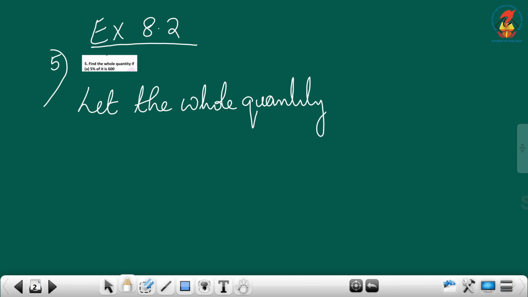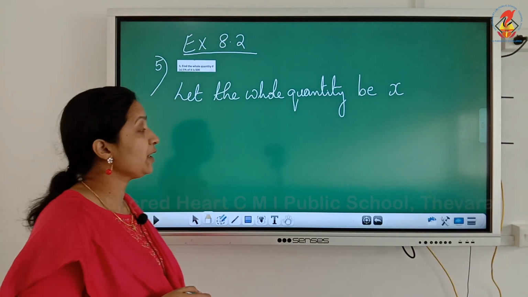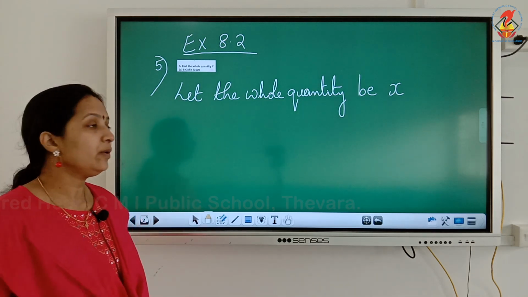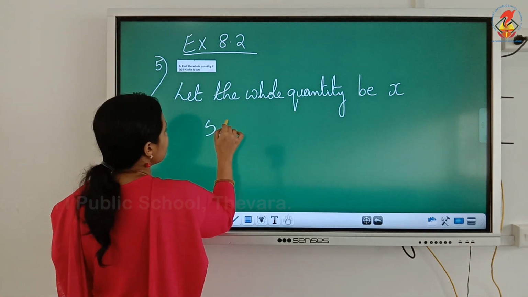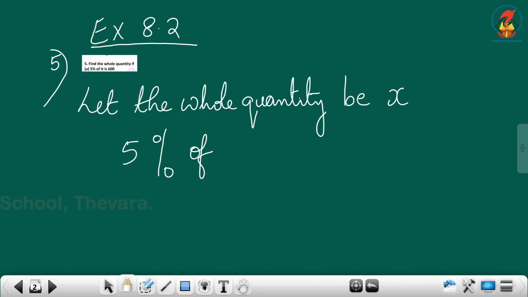Let the whole quantity be x. We took a variable for that. Okay. So we don't know what the whole quantity is. What is given in the question? We have to find the whole quantity, and 5% of the whole quantity is 600. So how will we find the answer? 5% of it is 600. That means 5% of the whole quantity is 600.